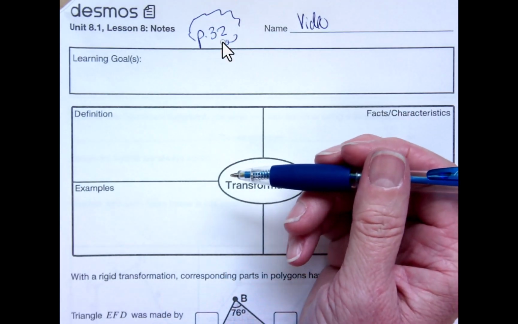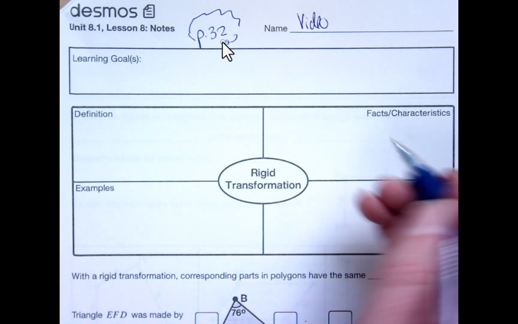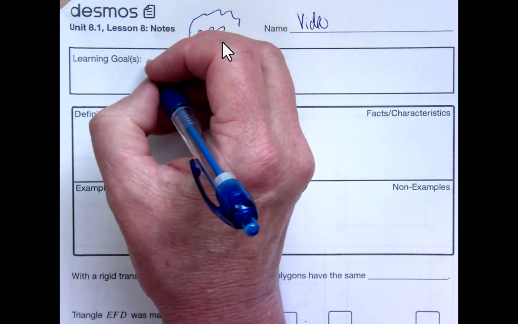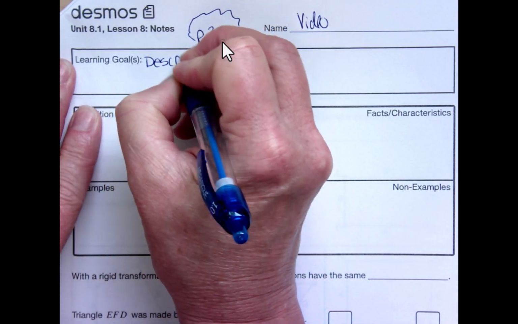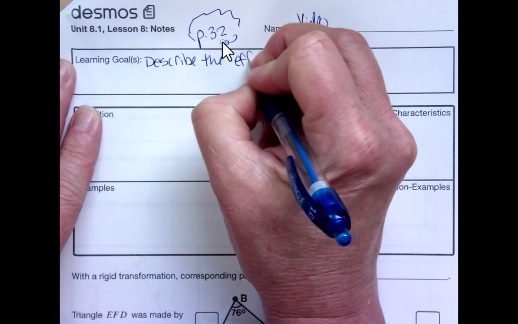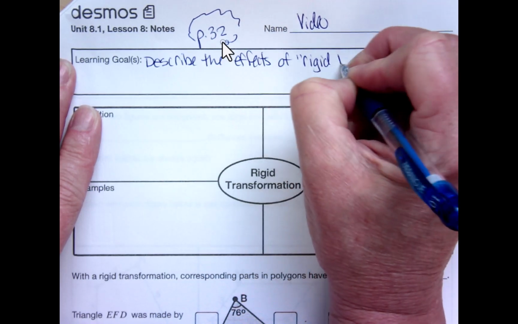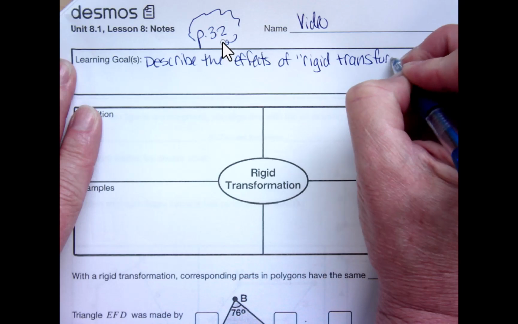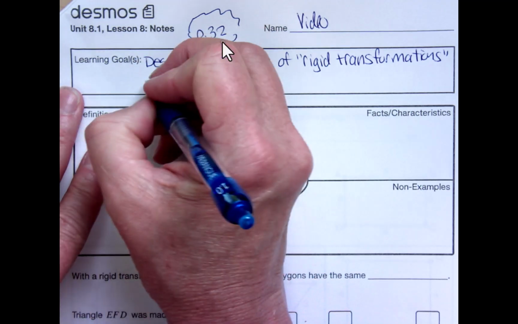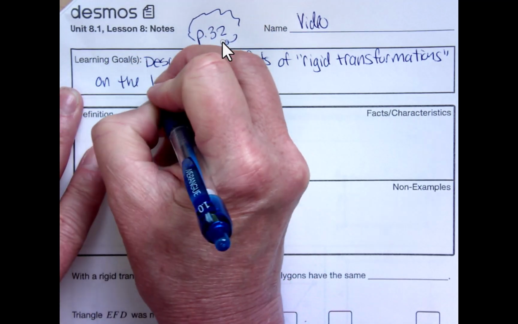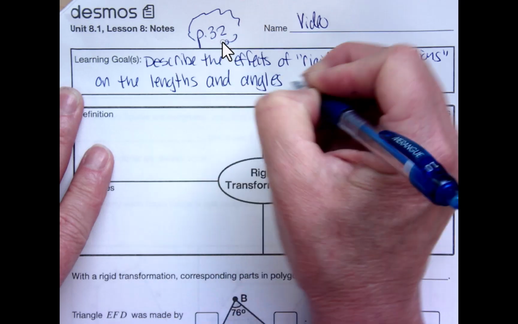This lesson is really a lot of information that we've talked about before. We're just adding on a tiny bit as we talk about something called rigid transformations here. So our learning goal right now is to describe the effects of rigid transformations on the lengths and angles of a polygon.